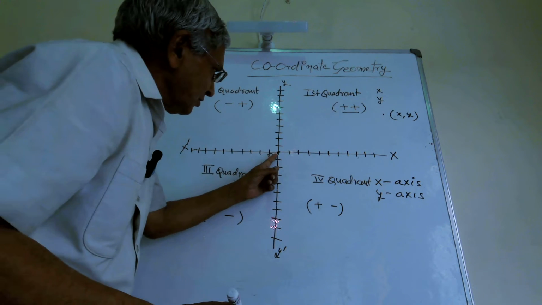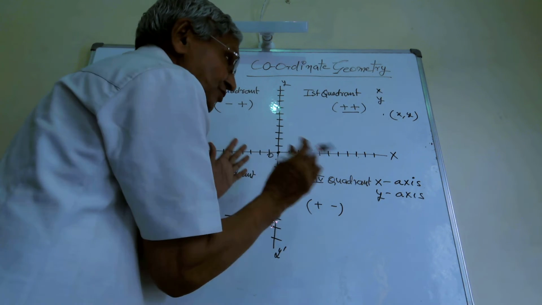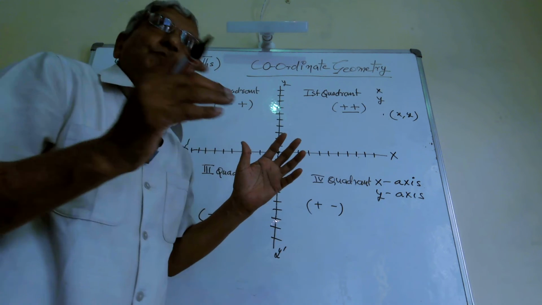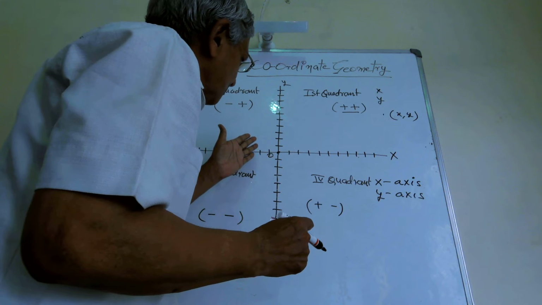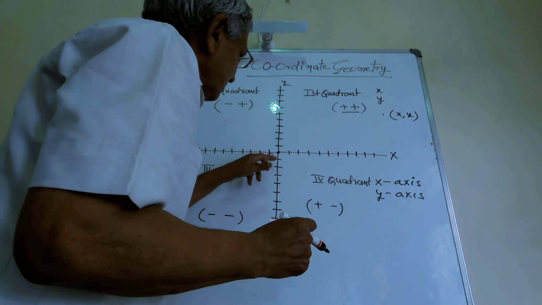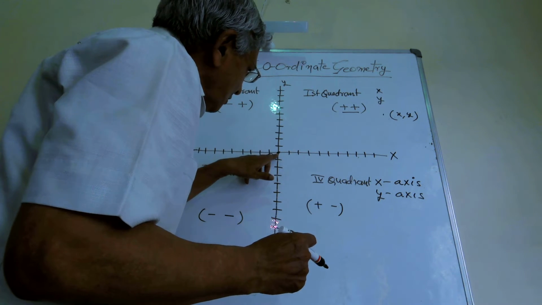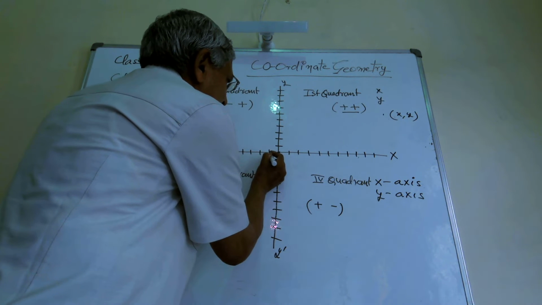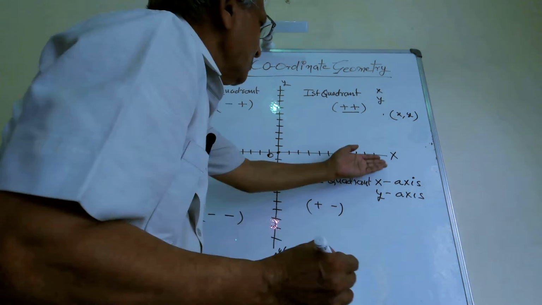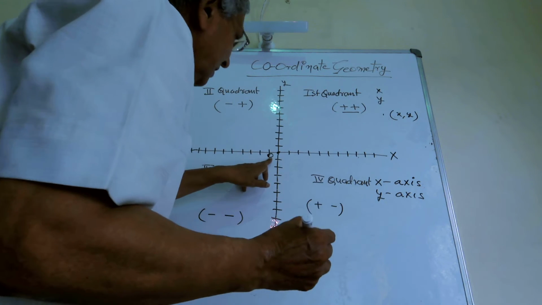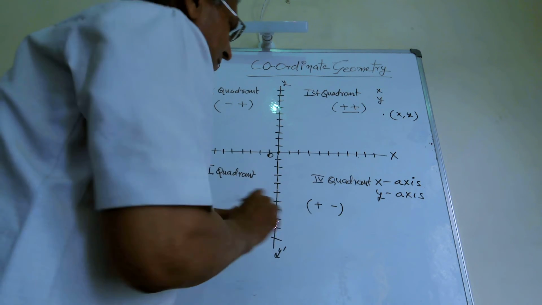And the coordinate of this intersecting point is (0, 0). One thing more I want to tell you. When you find the position of any point, you have to start from O. You have to start from this point O, not from here, not here, no. From here. You have to start from here.